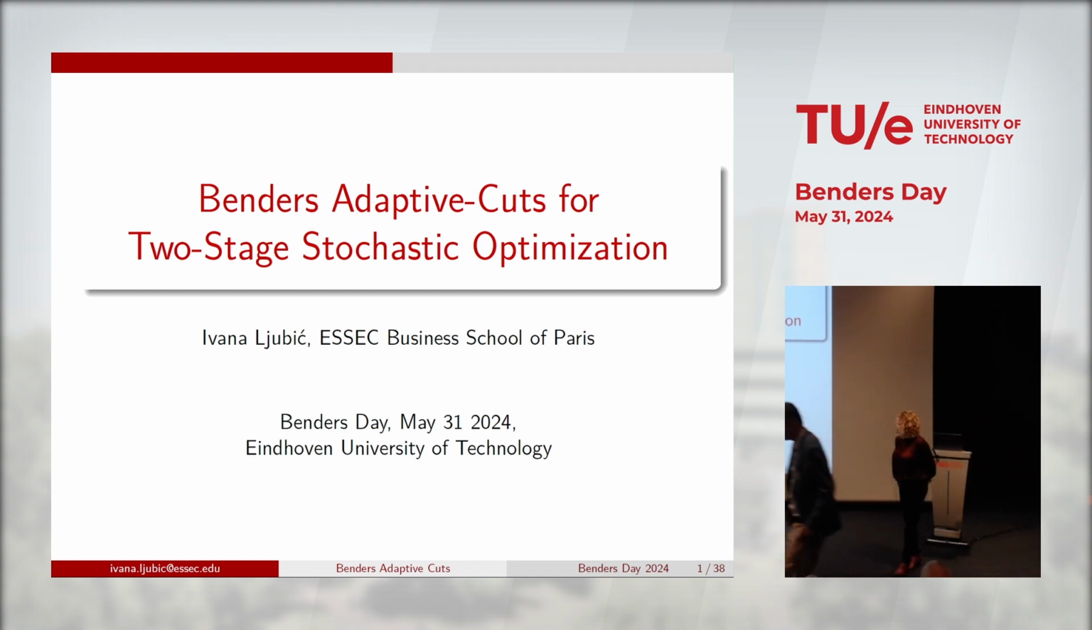Okay, great. So the title of my talk is Bender's Adaptive Cuts. That's probably a new term that you didn't hear before. And I will explain to you how we apply this new idea, this new technique, to two-stage stochastic optimization problems with linear recourse. But I want to emphasize that this idea can also be applied to deterministic problems. So not only for stochastic optimization, so keep this in mind while I'm explaining the whole idea.